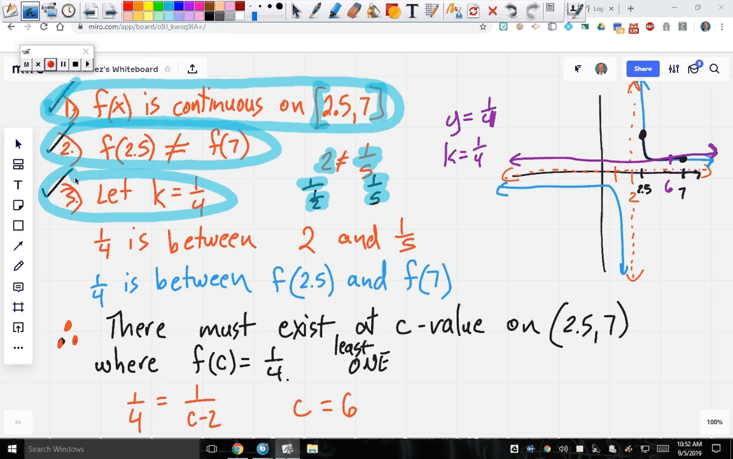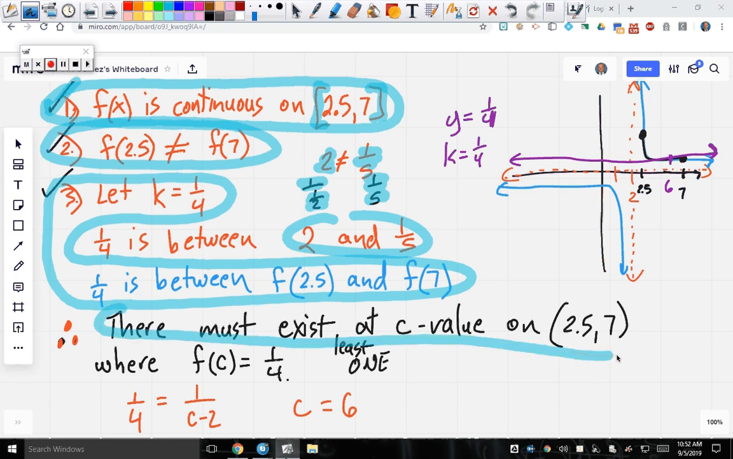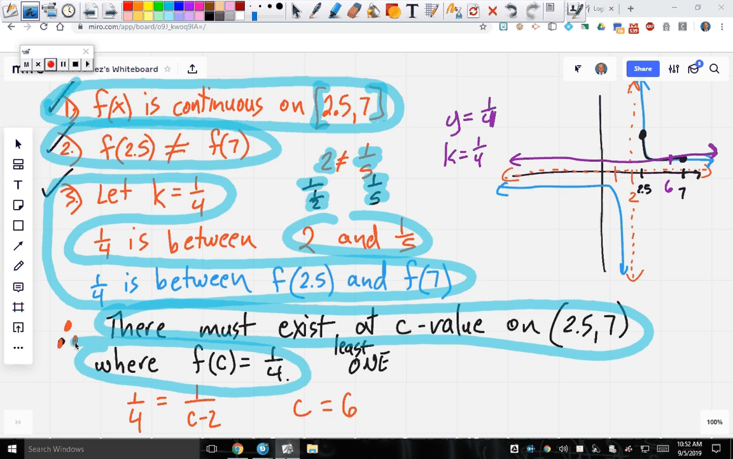So with this being said, is k between 2 and 1/5? But I don't want you to write it like that. I want you to write what you see in blue. 1/4 is between f of 2.5 and f of 7. Means the same thing. And then therefore, there must exist a c value on (2.5, 7). I want those parentheses, because you're saying in between, where f of c is equal to 1/4.